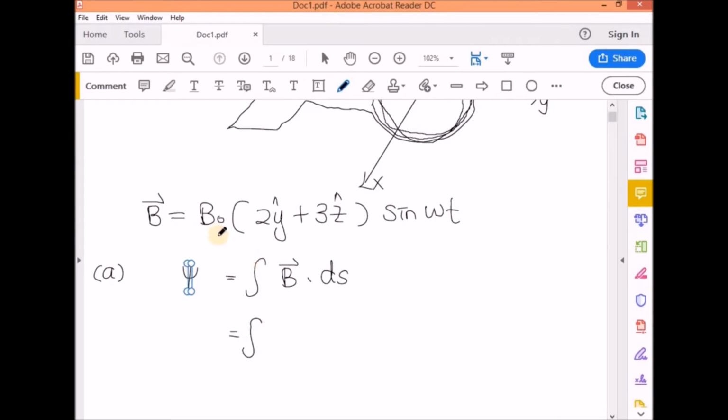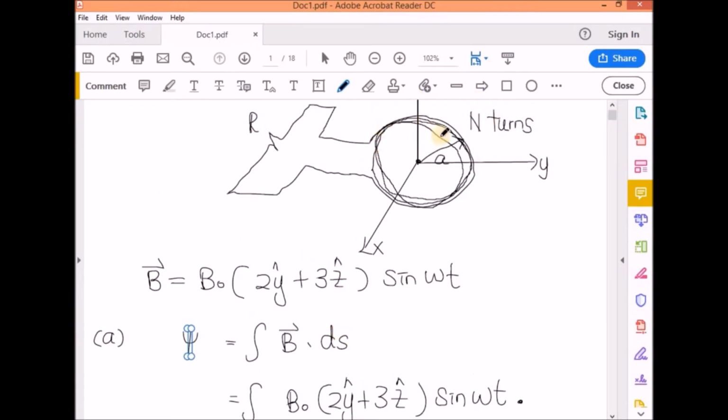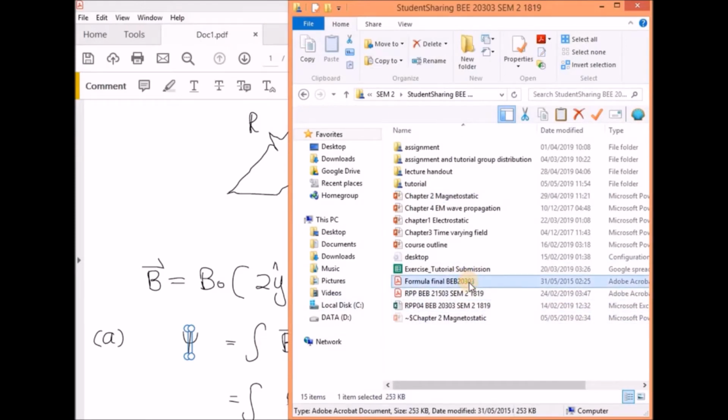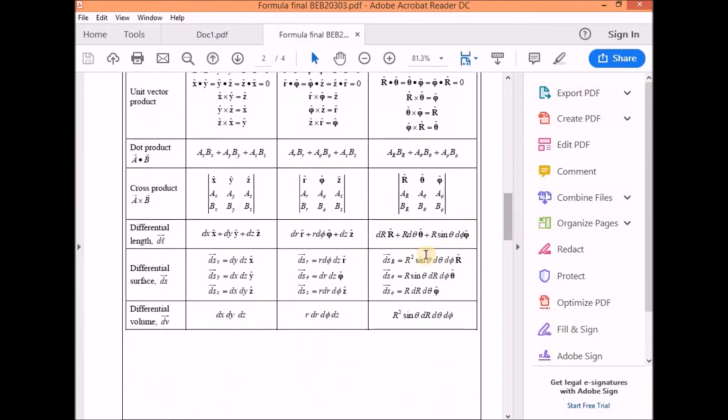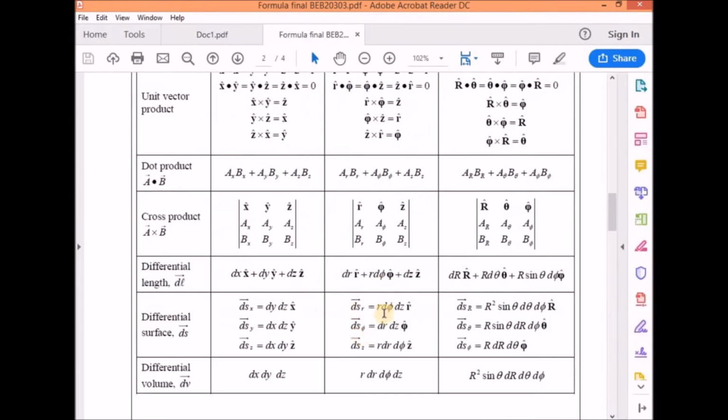So what is your B? It is this one, am I right, given by the question? So B0 (2y + 3z) sin omega t, and there is a dot here. What is ds? ds is the surface of your loop. Your loop is a circular surface, am I right? So what kind of coordinate system do you have to use? Yes, cylindrical. So look at the ds for cylindrical. This one is the ds for cylindrical, right? So which one do you want to use?